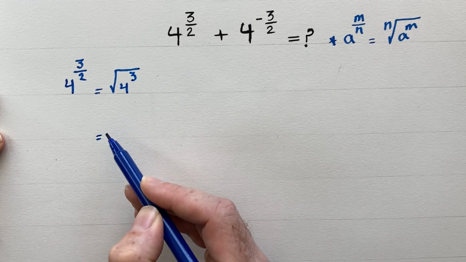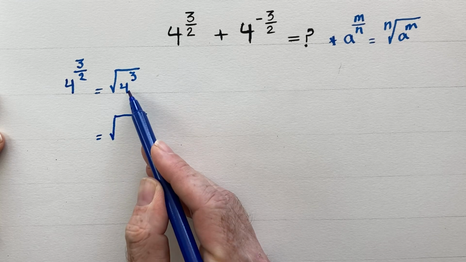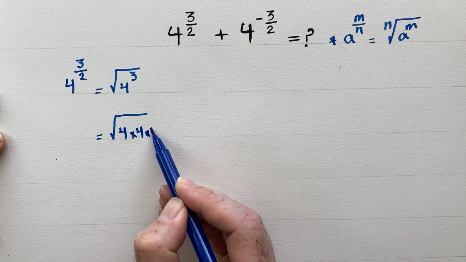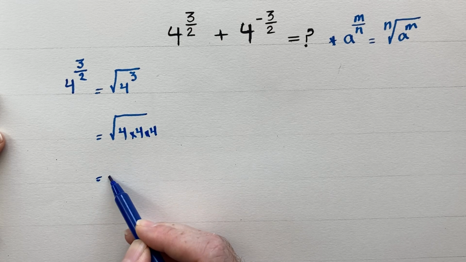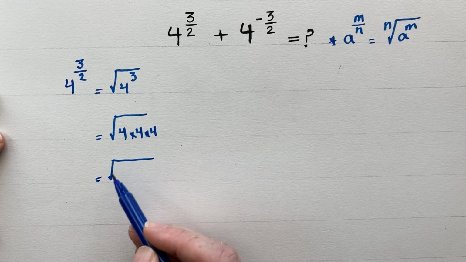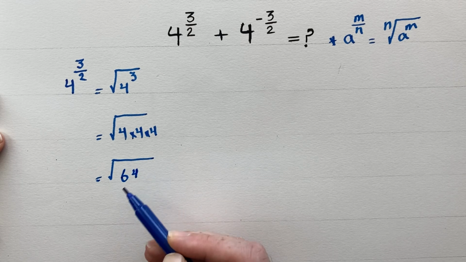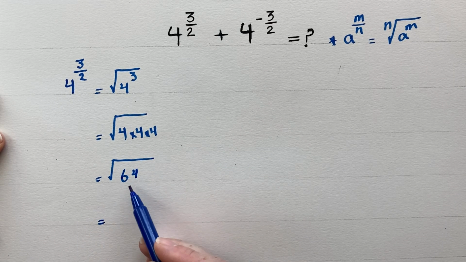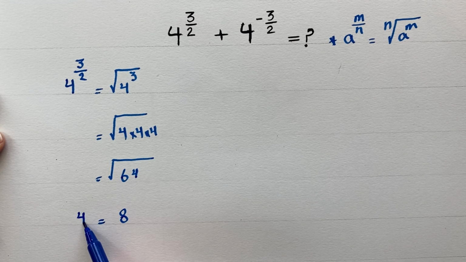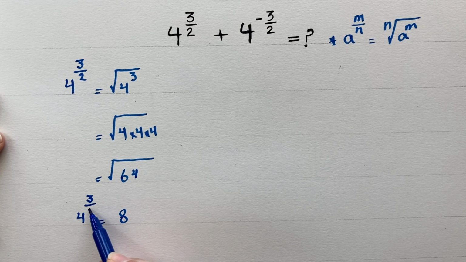But what is this? 4 cubed is going to be 4 times 4 times 4, right? And this is the same as 4 times 4 is 16, times 4 is 64, and the square root of 64 is 8. So we have 4 raised to the power of 3 over 2 is 8.